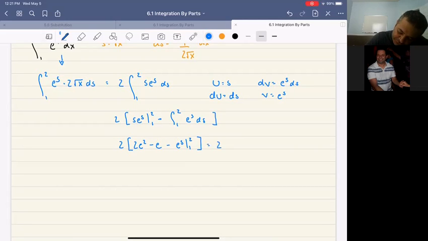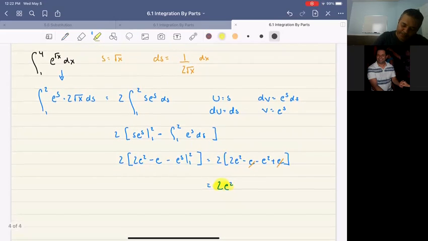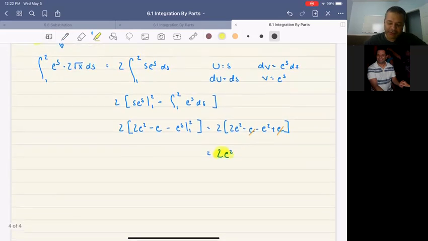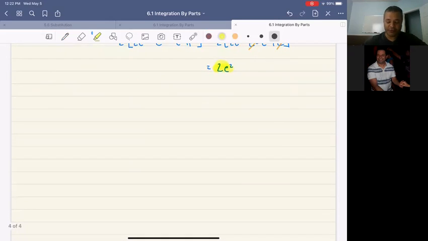So that's going to be 2e squared minus e squared plus e. These are going to cancel, so we're going to get what? 6. No. 2e squared. Okay. I hope that's what I got last time I did this problem. Yep. Okay. All right.